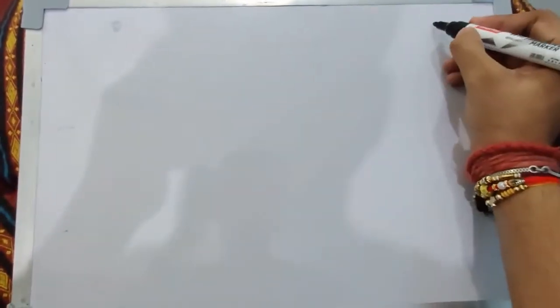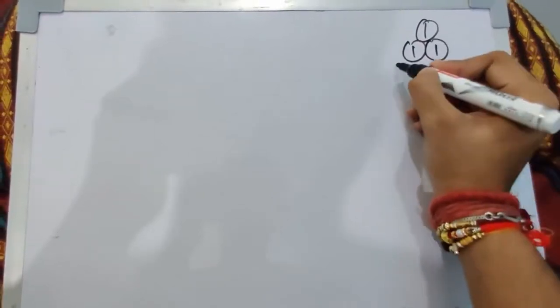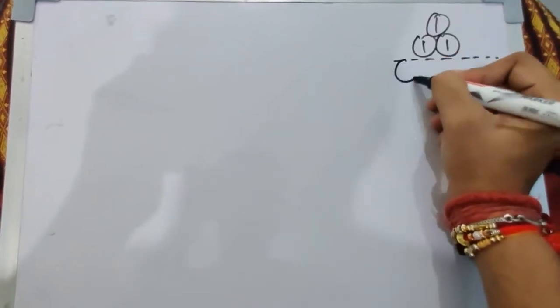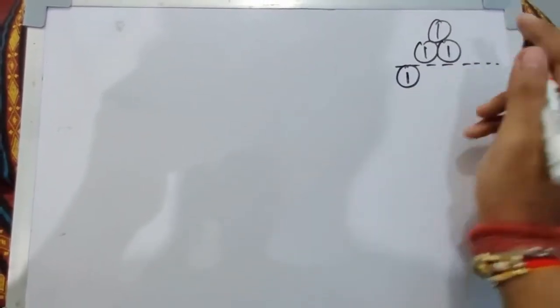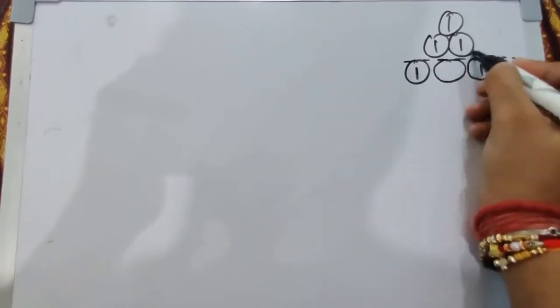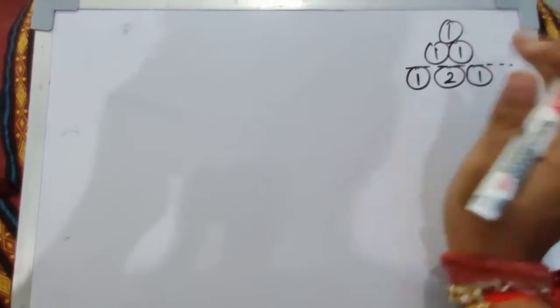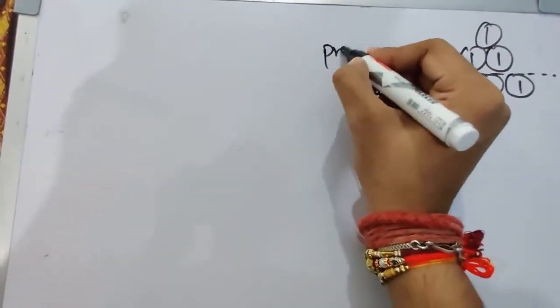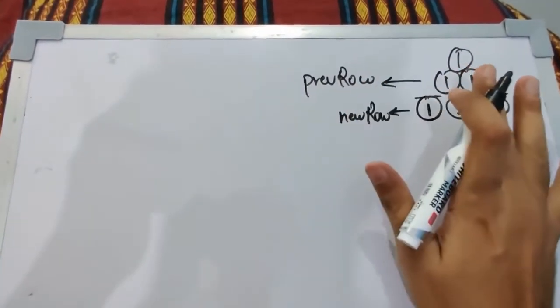Okay, now what we need to do is we already have our first and second rows. Now we need to create the third row. So what do we need to have? We need to have the first element as 1, the last element again as 1, and for the middle element we need the sum of these 2 values. So what do we understand? Let's say this is our new row. So this one will be our previous row, right? This much is okay.